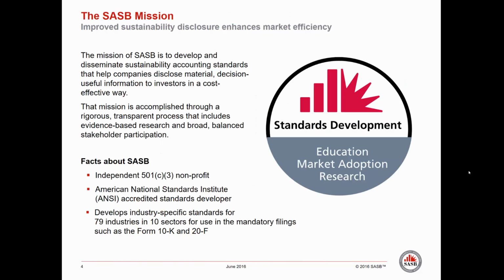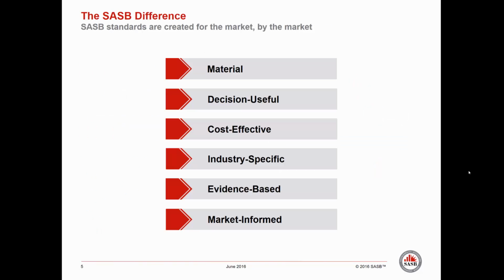SASB's mission is to develop a market standard for the disclosure of sustainability information to investors. SASB develops its standards using a process that is evidence-based, transparent, and inclusive. SASB identifies sustainability disclosure topics and metrics that are material, that are decision useful, and that are cost-effective for companies to provide. I want to talk a minute about what we mean by material and by decision useful.